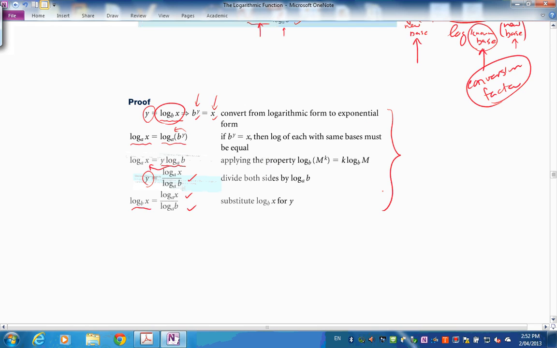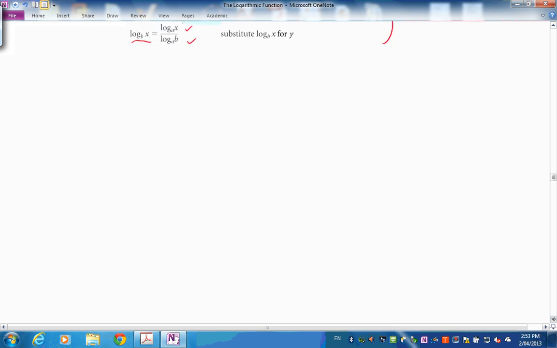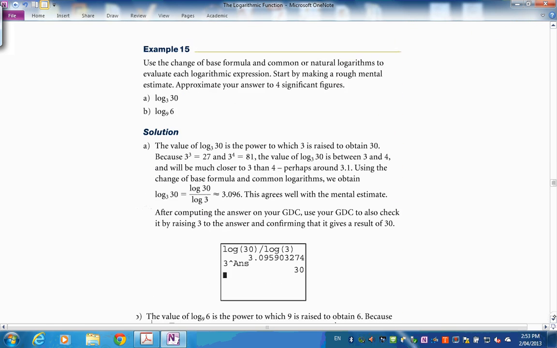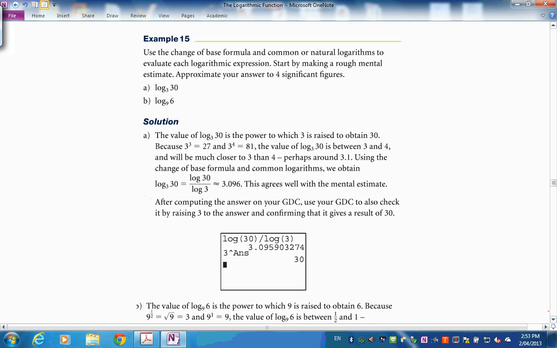There's Pearson's explanation there. So we can actually find on our calculator the log to any base of any number by converting it to either base 10 or base e and using the calculator. Well, let's come down and have a look. Here's an example. Use the change of base formula and common or natural logarithms to evaluate each.